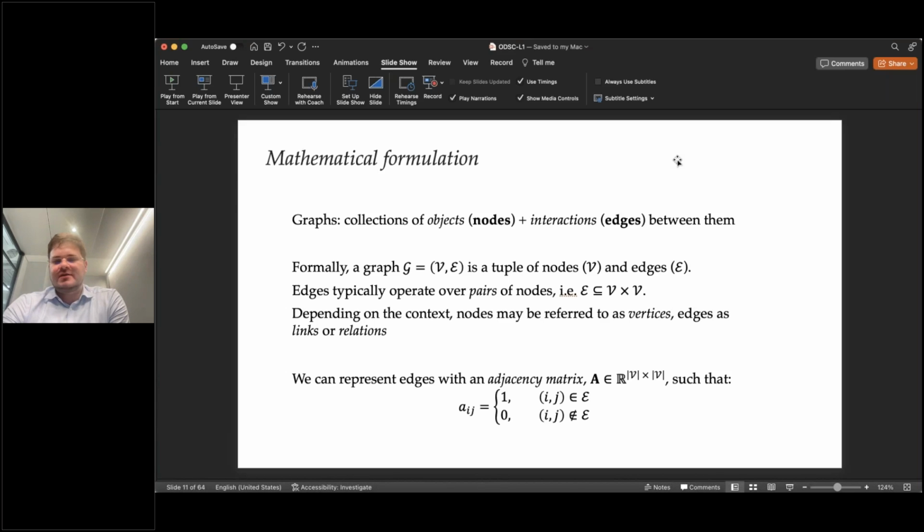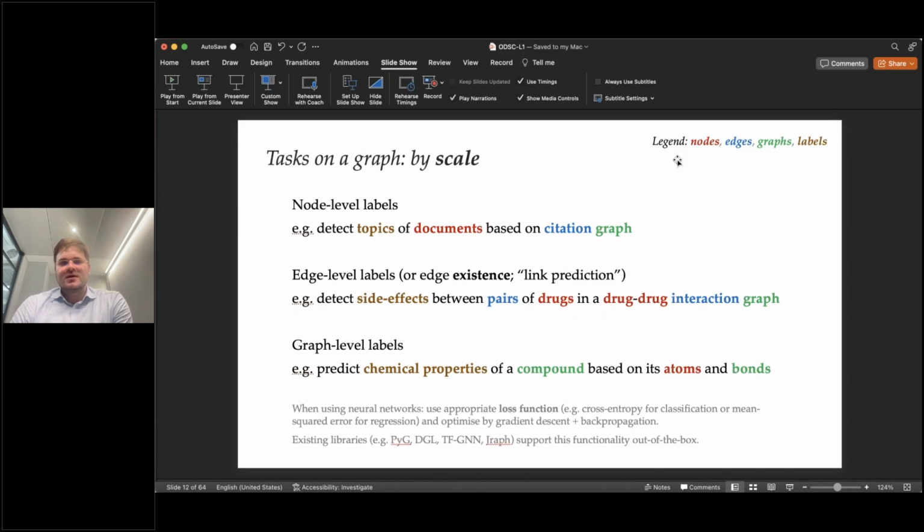So we'll be representing our edges with an adjacency matrix, which is a matrix that has number of nodes rows and number of nodes columns, and all the non-zero entries of this matrix will tell us where the edges are in our graph. And once you have a graph structure like this, you can define various tasks on this graph depending on the scale at which you want to do predictions.